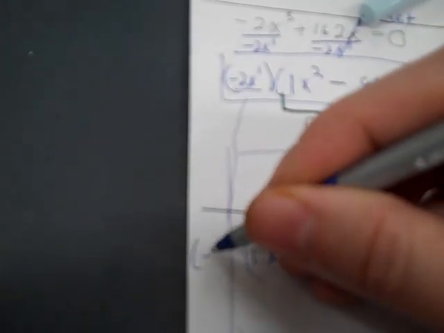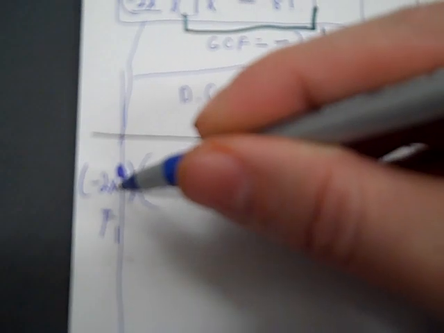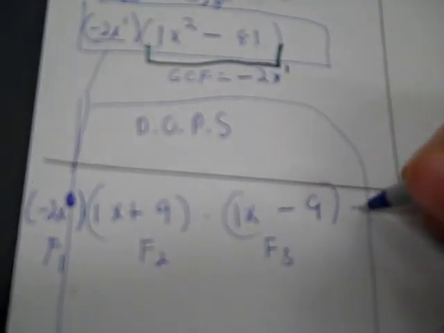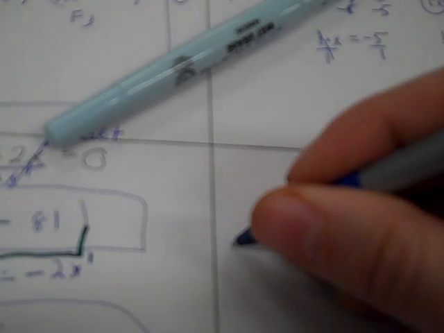Okay, now remember, bring that negative 2x to the first down here. Okay, get rid of your first power, but all these have x's, okay? So F1, because there's an x there, F2, F3, and these multiply to 0, okay? So I set each one of these equal to 0, so negative 2x could equal 0, 1x plus 9 could equal 0, or 1x minus 9 could equal 0.